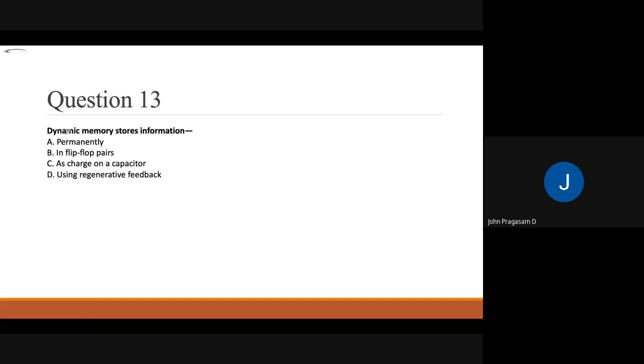Actually, capacitance. Yes, option C is the right answer, as charge on a capacitor. Capacitor. Yes.